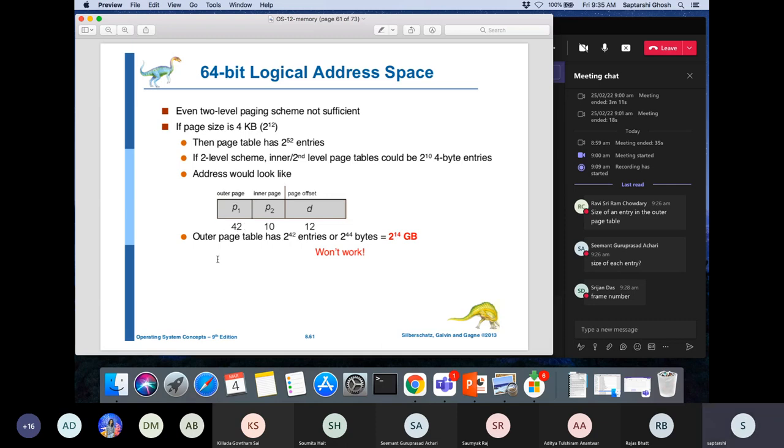So the outer page table, remember we assumed it is contiguous. But now the outer page table will have 2 to the power 42 entries. That means almost 2 to the power 14 GB. So clearly we cannot have this contiguous. Okay. So what to do? Any suggestions?